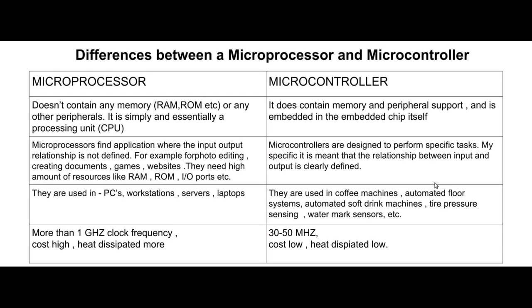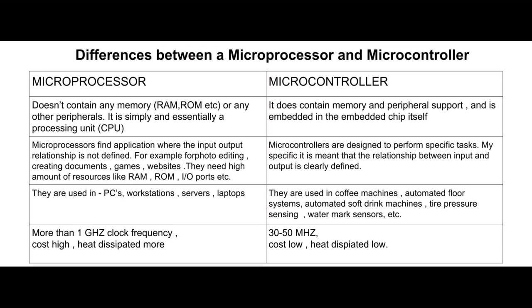Microprocessors find applications where the input-output relationship is not defined. For example, in photo editing, creating documents, games, websites, they need a high amount of resources like RAM, ROM, input-output ports, etc. Microcontrollers are designed to perform specific tasks. By specific, it is meant that the relationship between input and output is clearly defined.